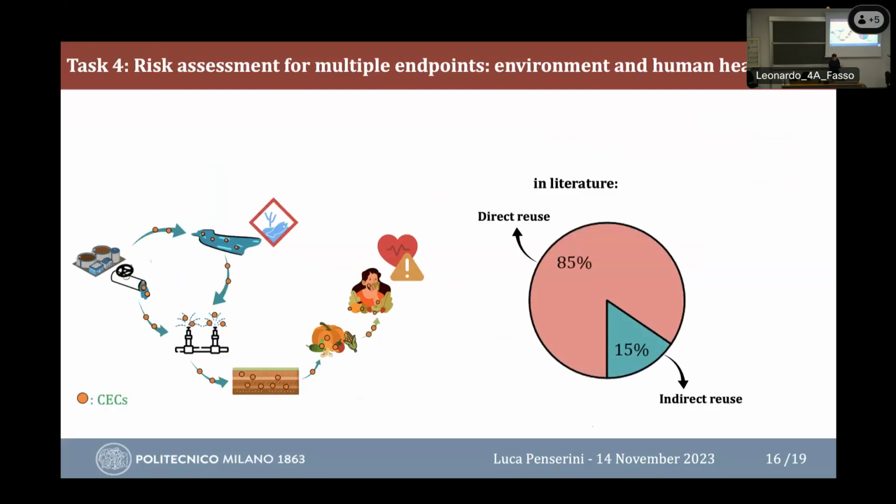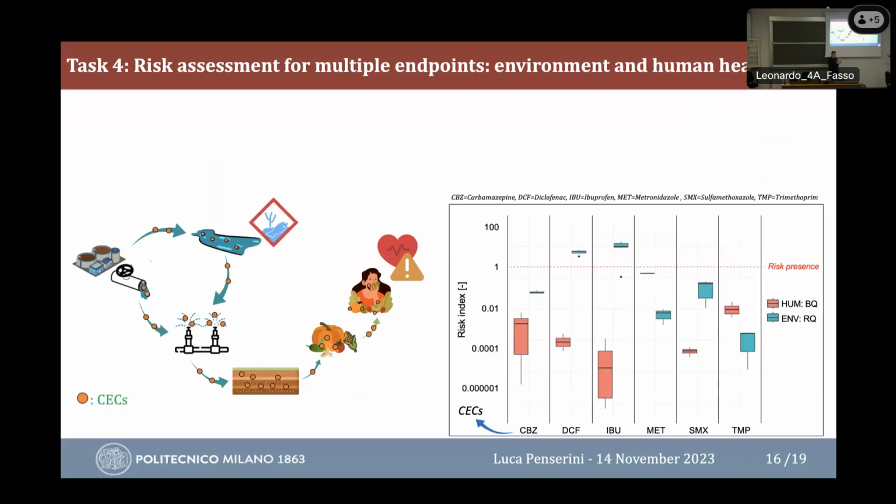In addition, there's not only a different type of risk, but also each contaminant can have a different type of risk. Here is a graph from the same literature review of the first task, where I reported 6 contaminants, which are just representative. It's not important which contaminants they are. We can see the risk on a logarithmic scale. The red one is the human risk of these contaminants, and the blue one is the environmental risk.